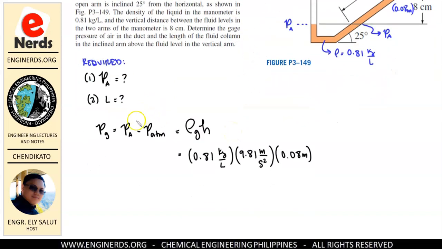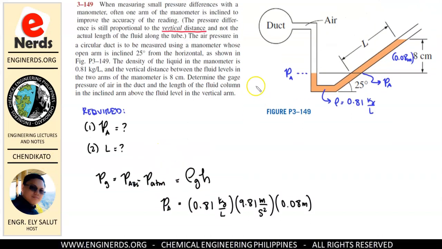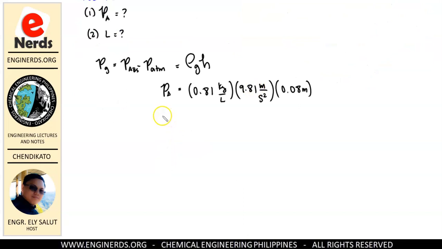Okay? I'm sorry, this is absolute para hindi tayo malito, no? So that means this is our PA. The pressure in our duct. So our answer should be in a unit of pressure, right? So it should be expressed in Pascal. So we need to convert our units to Pascal.